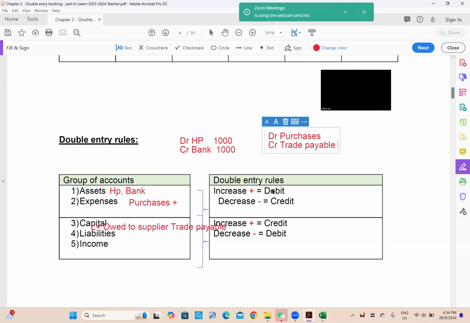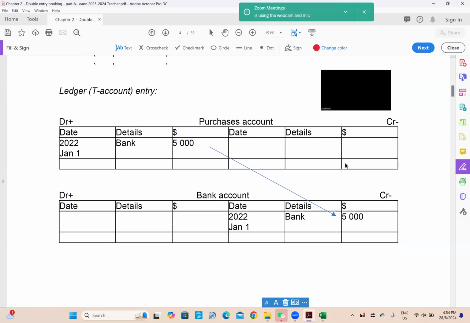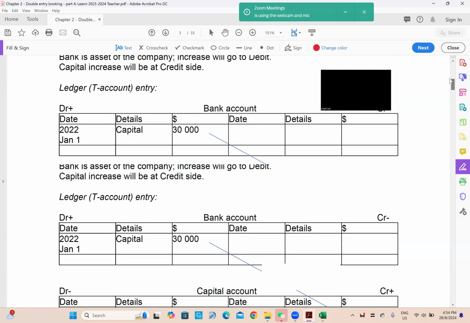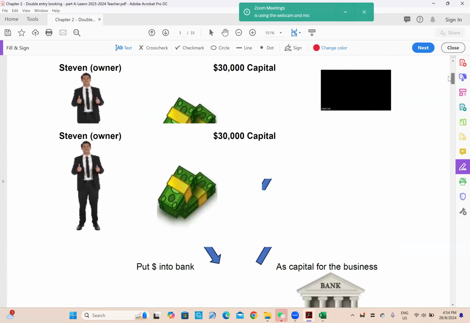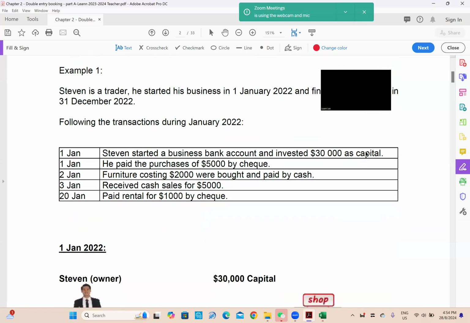Okay, this one I will explain in further detail in my class. So these are basically the things I need to explain, and the T account is also an important part to do in our chapter 2. For example, this question: 1st January, Stephen started a business bank account and invested 30,000 as capital. So what are the accounts that I need to highlight? Capital and then business bank account.